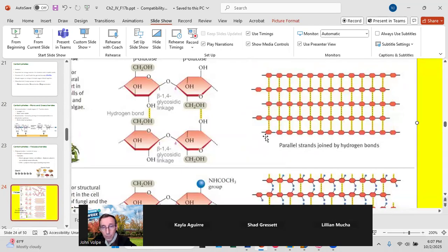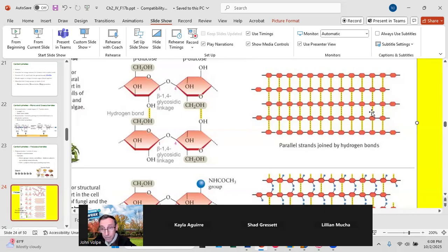So the glucose is held together with the blue lines, and that's a chemical covalent bond holding the glucose together one after the other. In cellulose, we have several rows of glucose, each row held together by a chemical covalent bond, meaning this glucose is held to that glucose and that glucose by a chemical covalent bond.